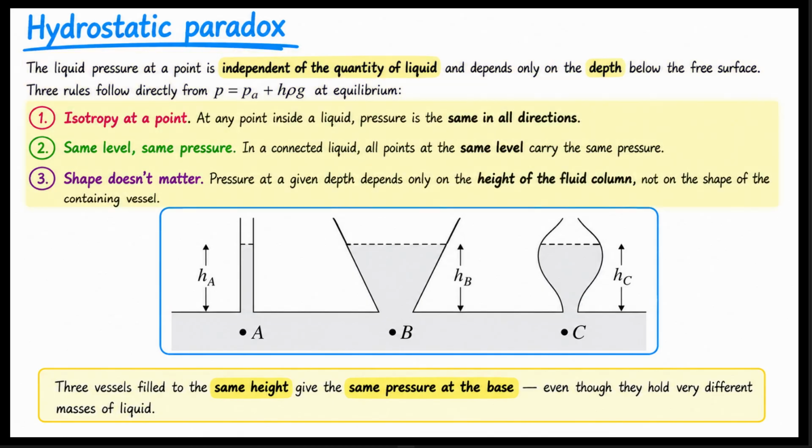First, at any single point the pressure is the same in every direction. We call this isotropy at a point. Second, in a connected liquid, every point that sits at the same horizontal level carries the same pressure. Third, the shape of the containing vessel does not matter for the pressure at a given depth. 3 vessels filled to the same height produce the same pressure at the base, even when they hold very different masses of liquid.